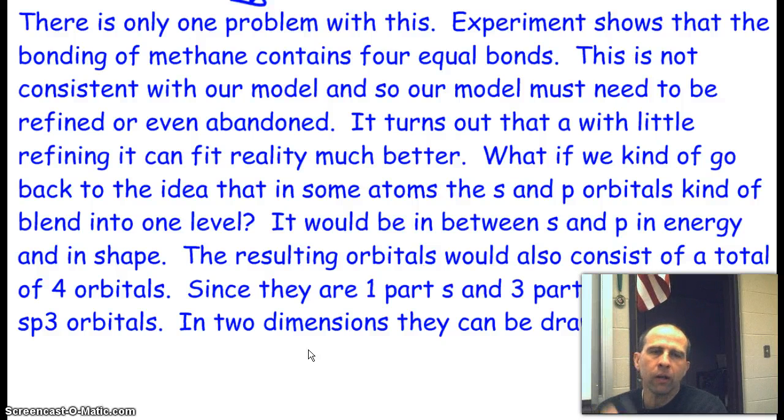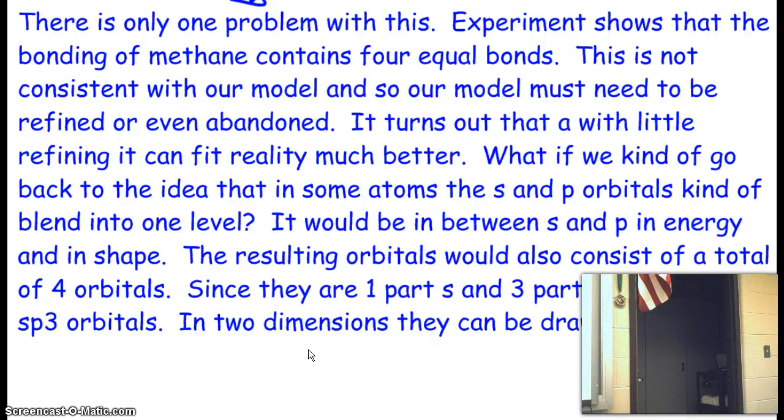What if we go back to the idea and we take somewhere in between S and P, we figure there's a blended level that's there. It would be somewhere between an S and a P level in its energy. It would be somewhere maybe even in shape in between them. And the resulting orbitals would be a total of 4, because that's how many we got to work with in the S and the P. So in 2D, we can actually draw what the level would look like. I will sketch it up here.